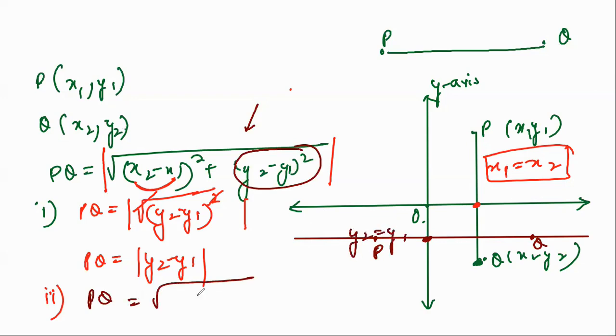So what are you left with? You are left with the square root of (x2 minus x1) whole square. The square cancels out with the square root, so PQ is equal to modulus of x2 minus x1. We can't write it without modulus, because we don't know whether x1 is greater or x2 is greater. That's why we put the modulus, because the distance is always positive.